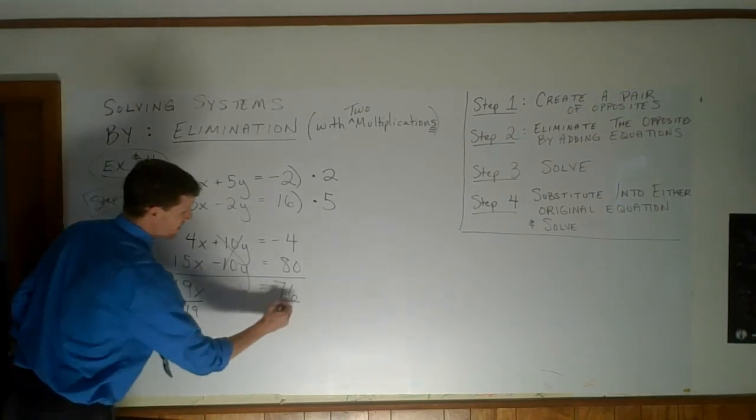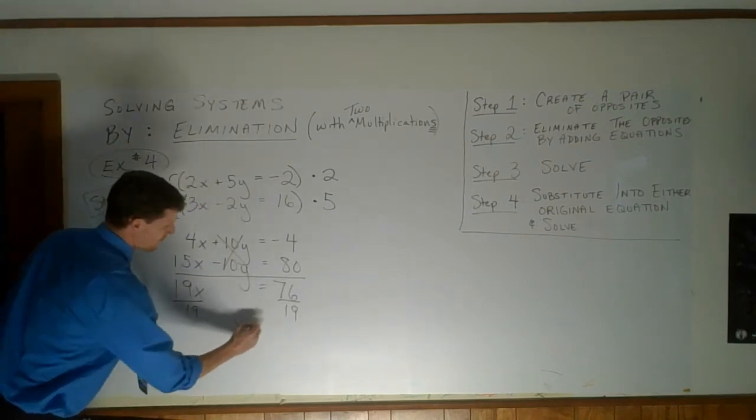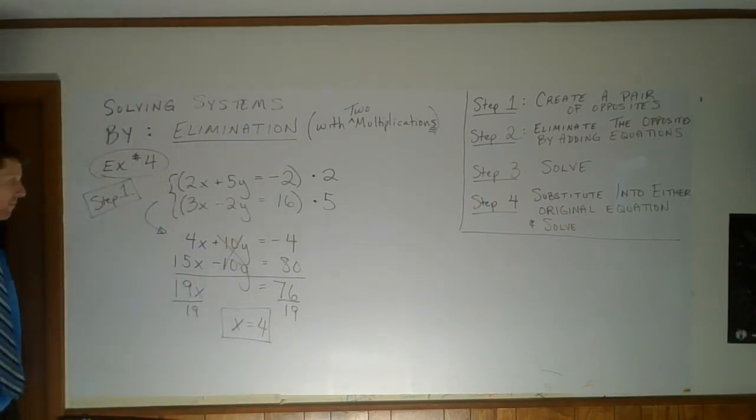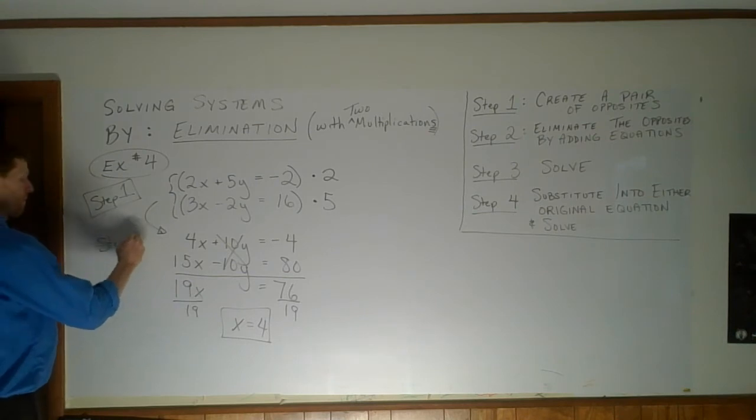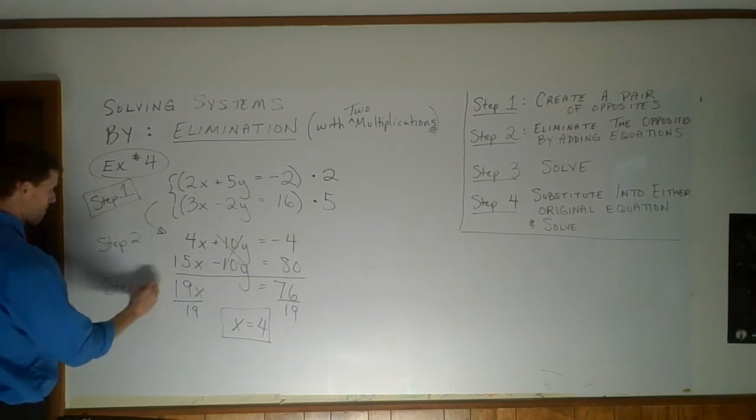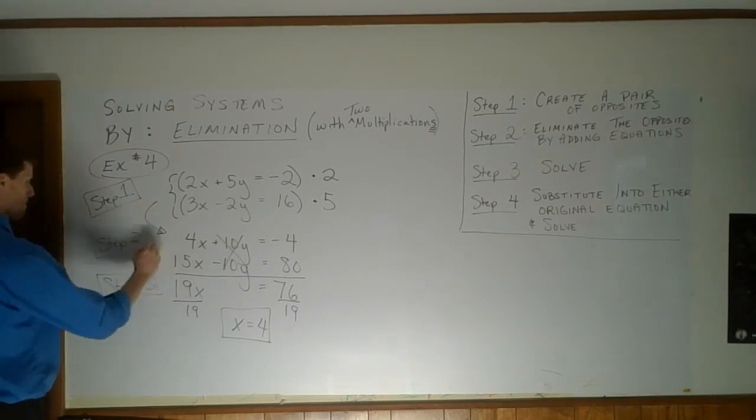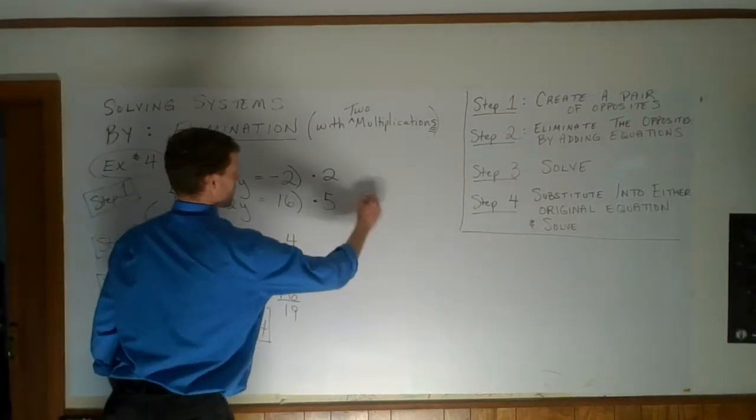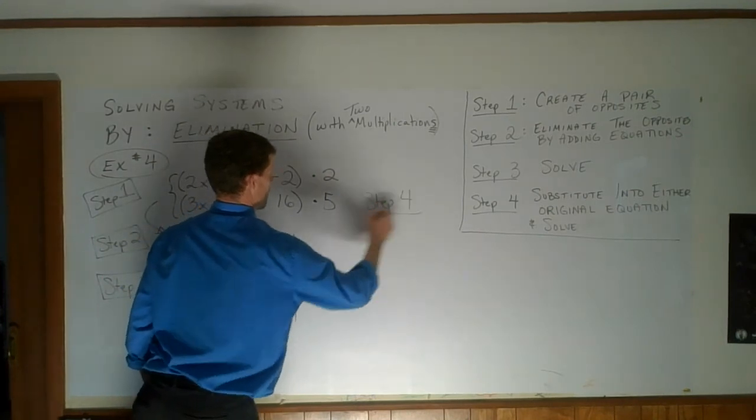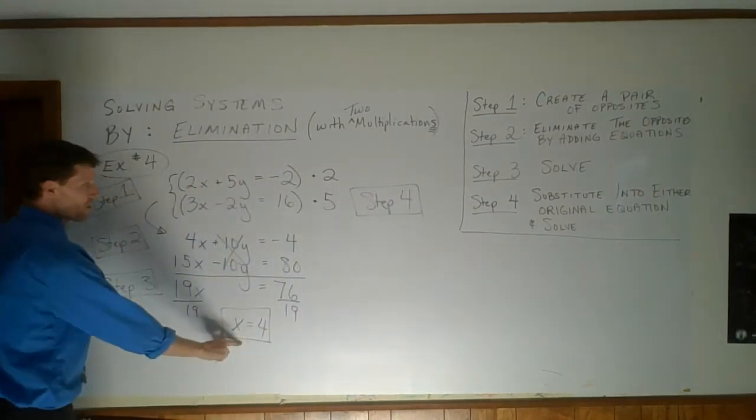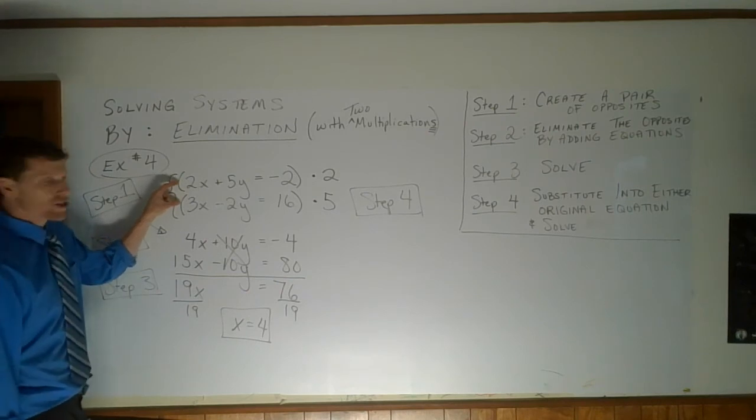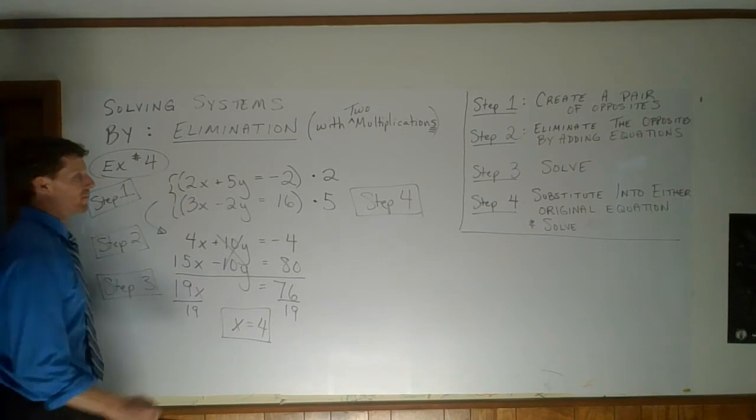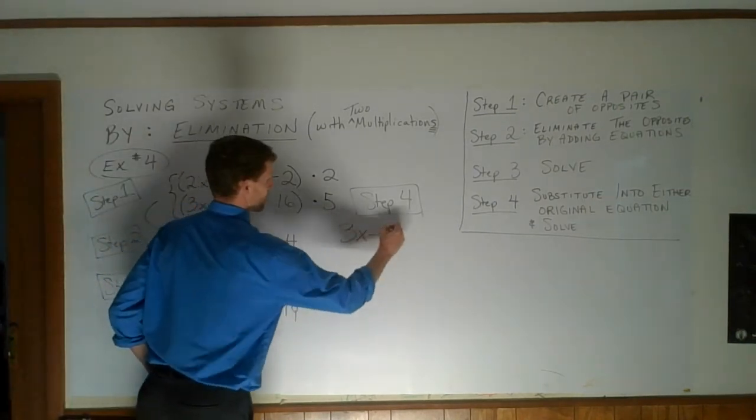Divide that by 19. X equals 4. We're well on our way. That was step 2 and step 3. Now we just have to do step 4. We take this value of x. We choose either of our original equations. I've been choosing the top equation every time, so this time how about I choose the bottom just to show that it doesn't matter.